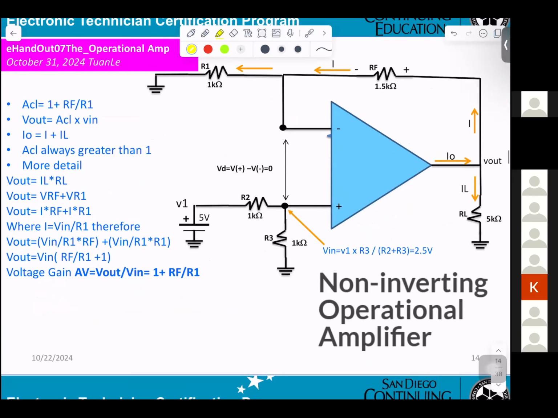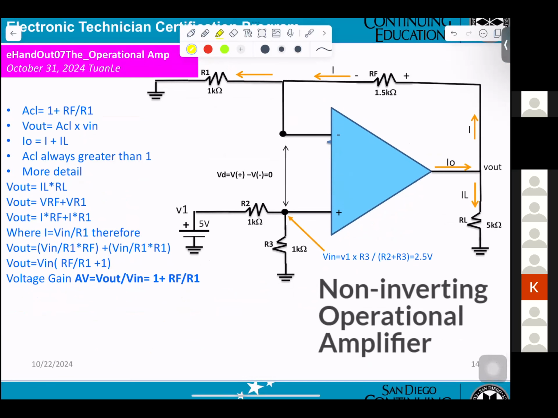Now, we try to get through the non-inverting amplifier. Okay? Why do they call it a non-inverting amplifier? The reason is input V1 is applied to the positive input. So that's why they call it non-inverting.